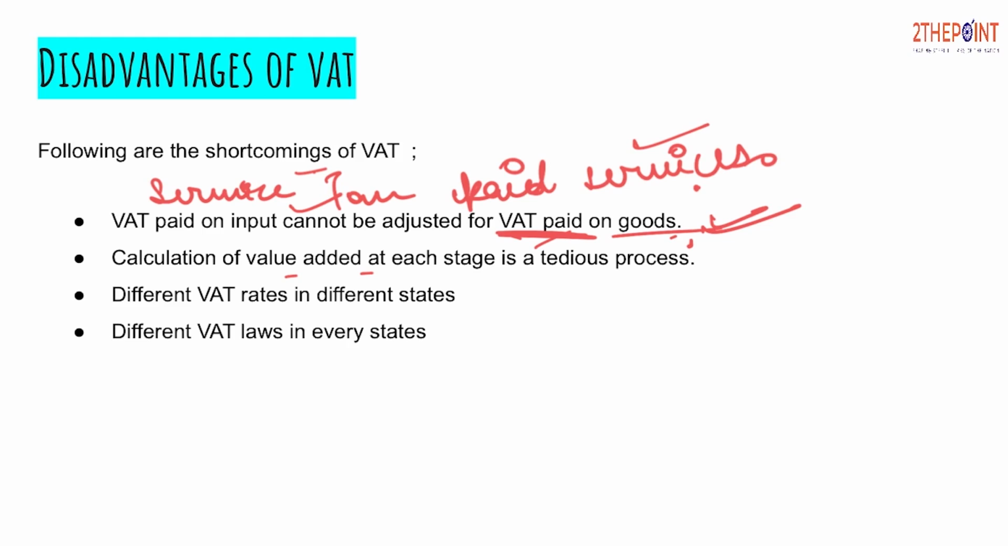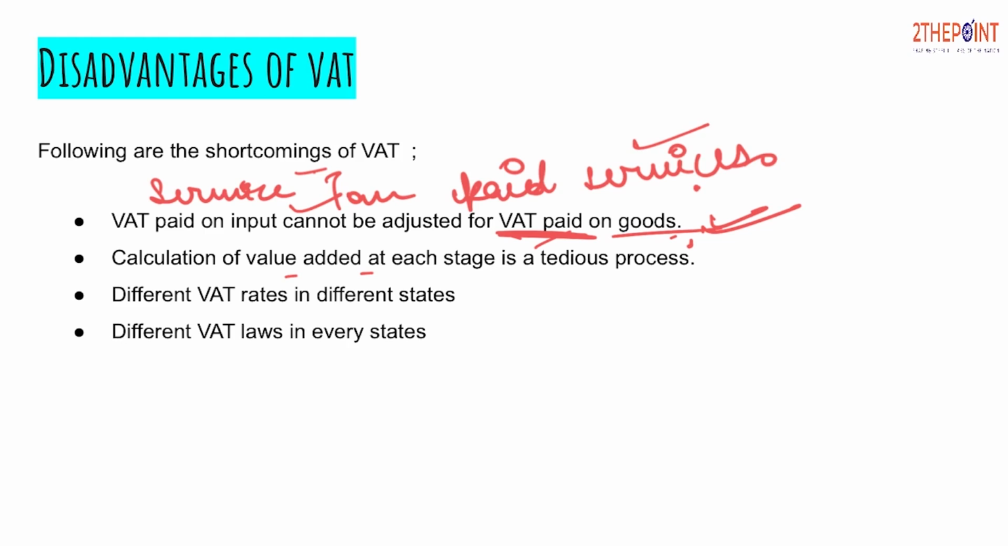Next, in the case of VAT, there were different VAT laws for every state. Since there were different VAT laws, there were different VAT rates prevailing. So there was no one uniform tax rate or tax regime applicable throughout the territory of the country, because in case of interstate, it was central sales tax that was applicable. In case of intrastate, it was VAT that was applicable, and that too with every state having its own VAT rates because of the different VAT laws. So that again became one of the disadvantages of VAT.